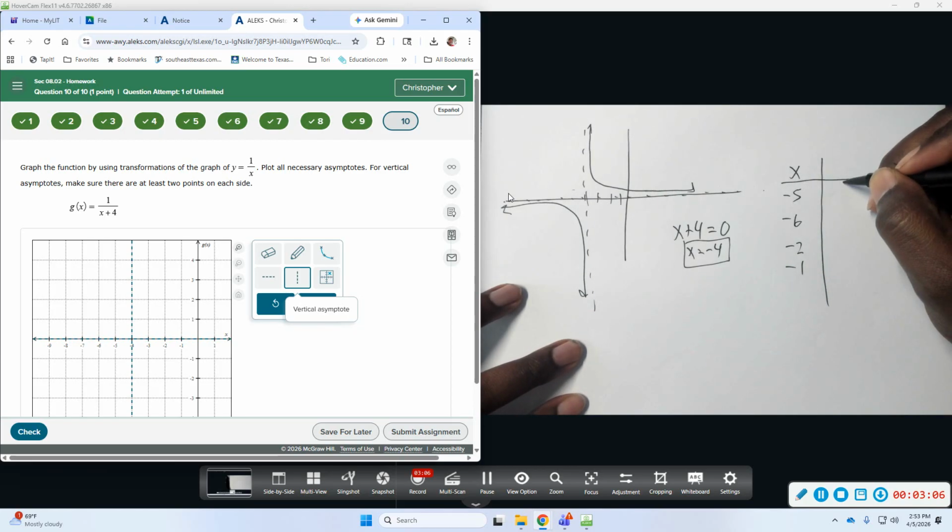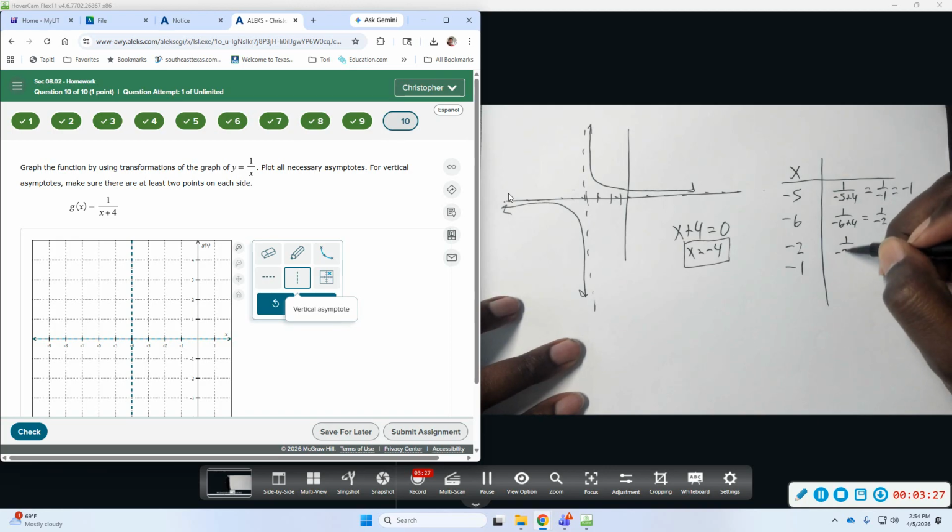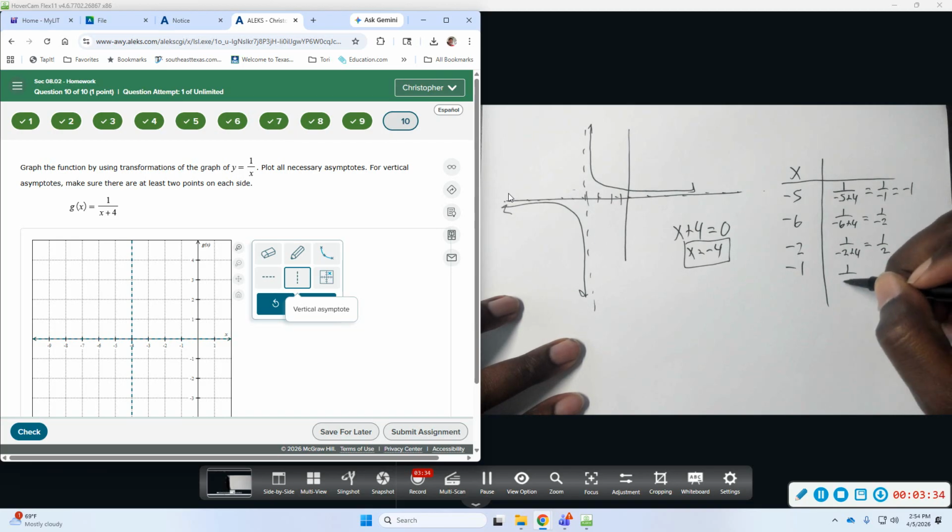So 1 over -5 plus 4, 1 over -1, which gives me a -1. 1 over -6 plus 4, 1 over -2. And that'll stay. And then 1 over -2 plus 4 gives me 1 over +2. And then 1 over -1 plus 4 gives me 1 over +3.